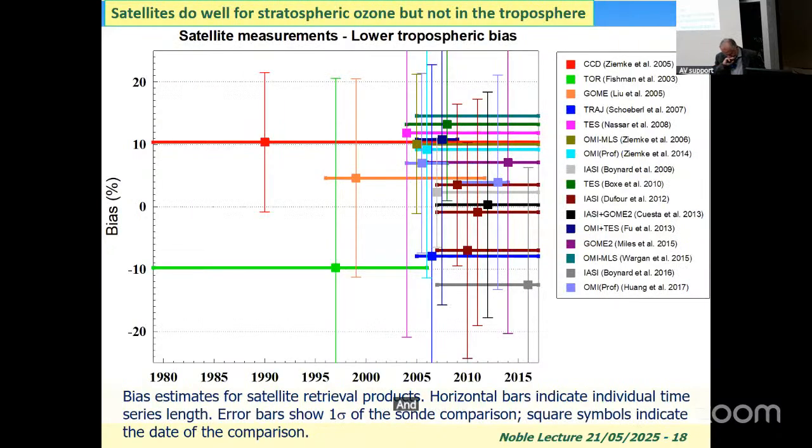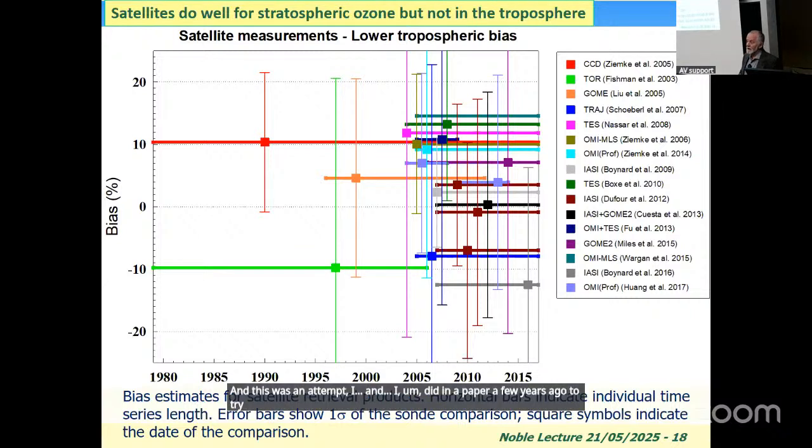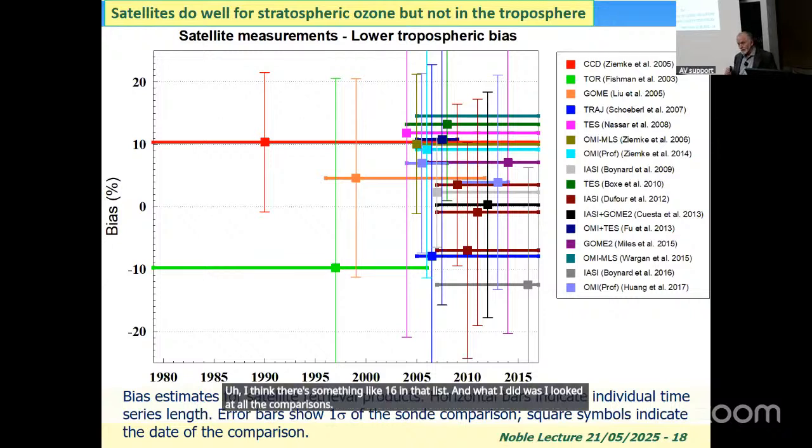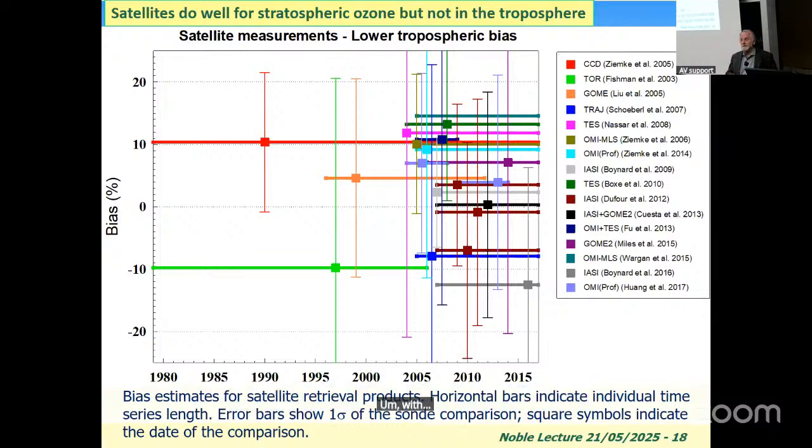And this was an attempt I did in a paper a few years ago to try and bring all of that together. I'd look at the quality of the tropospheric product. And there are many tropospheric products. I think there's something like 16 in that list. And what I did was I looked at all the comparisons with, as it turned out, ozone sondes. That's all anybody compared with, which is a surprise even to me.